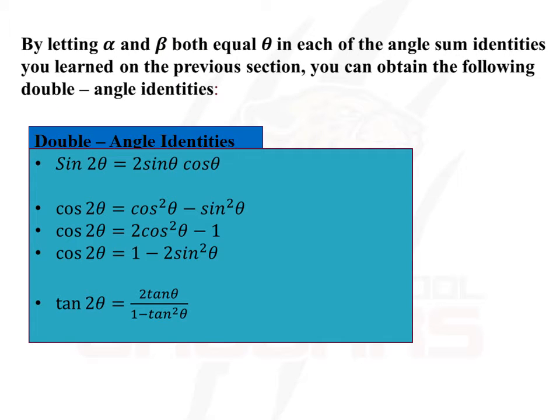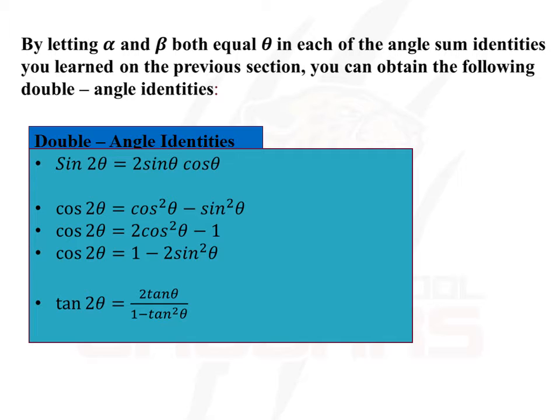By letting alpha and beta both equal theta in the angle sum identities that we learned in the previous section, we can obtain the following double angle identities. Sine of 2 theta equals 2 sine of theta cosine of theta.